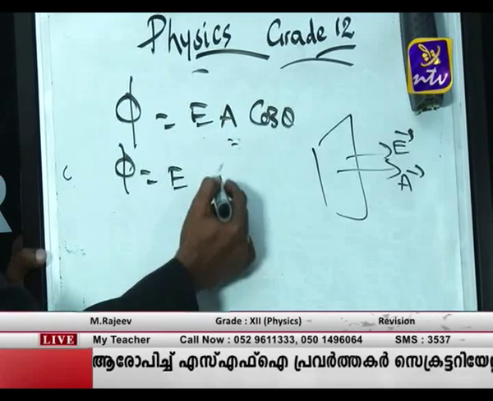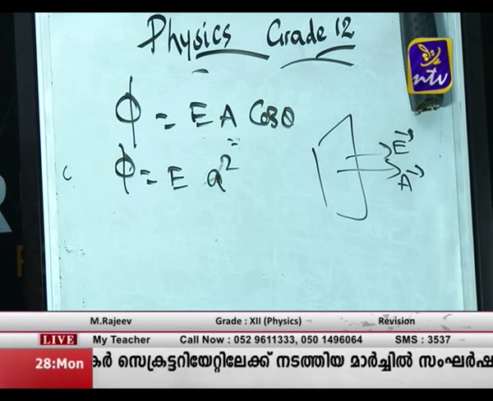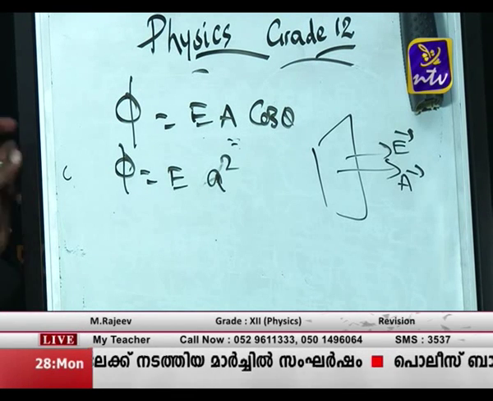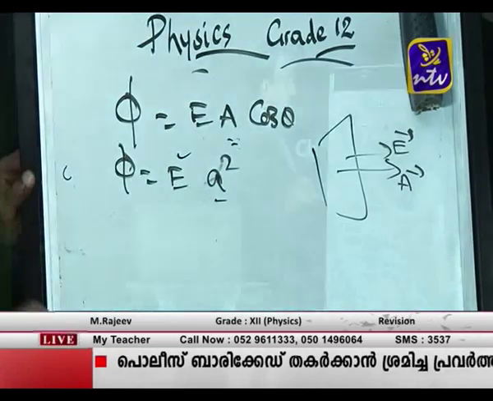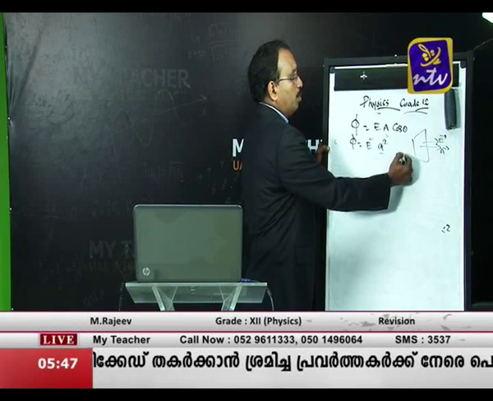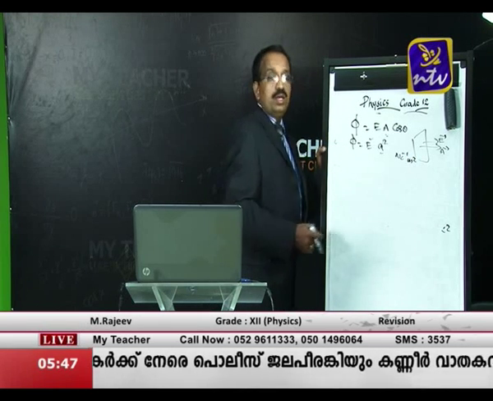Area being square, you can say area is side squared, a squared. The value of electric field is given, side is given, but remember it's in centimeter, you have to convert it to meter, that's it. That many Newton per Coulomb meter squared, that is the flux.